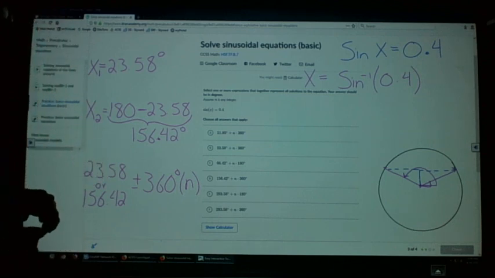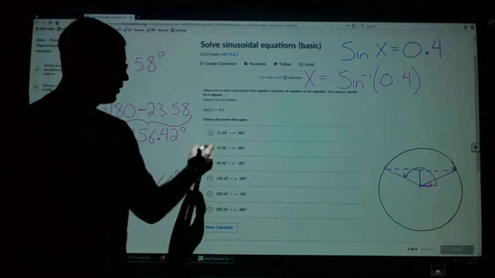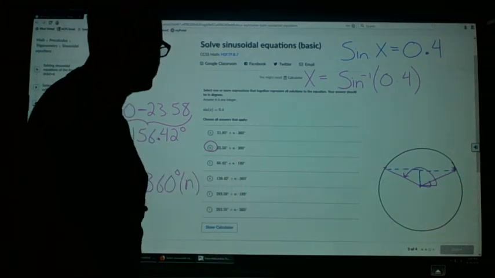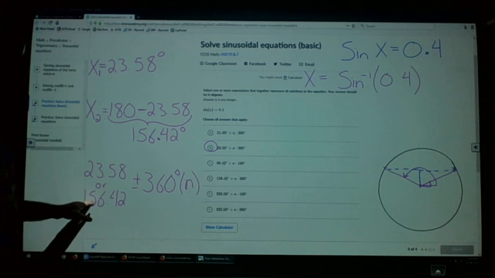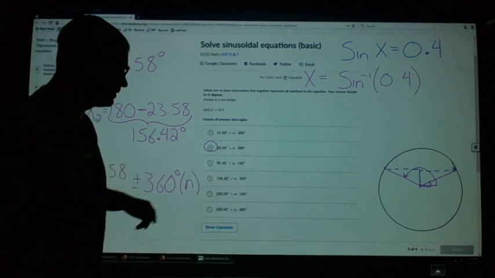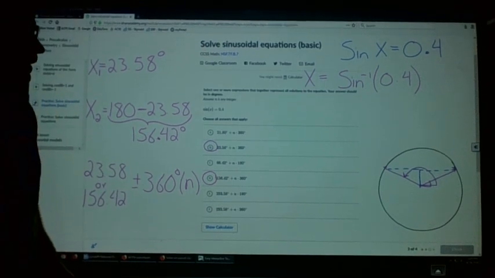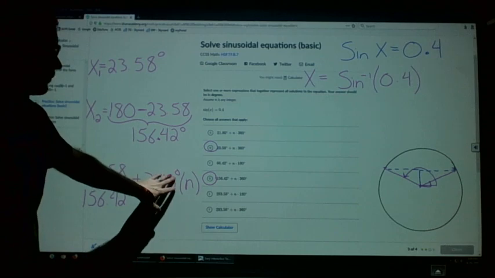So now I need to look and find which one of these answers correspond to that. Well, I got my 23.58 plus or minus 360 times n, 156.42 plus 360 times n. Should be plus or minus. I don't see any restrictions on that, but that's okay. We'll forgive them for now.